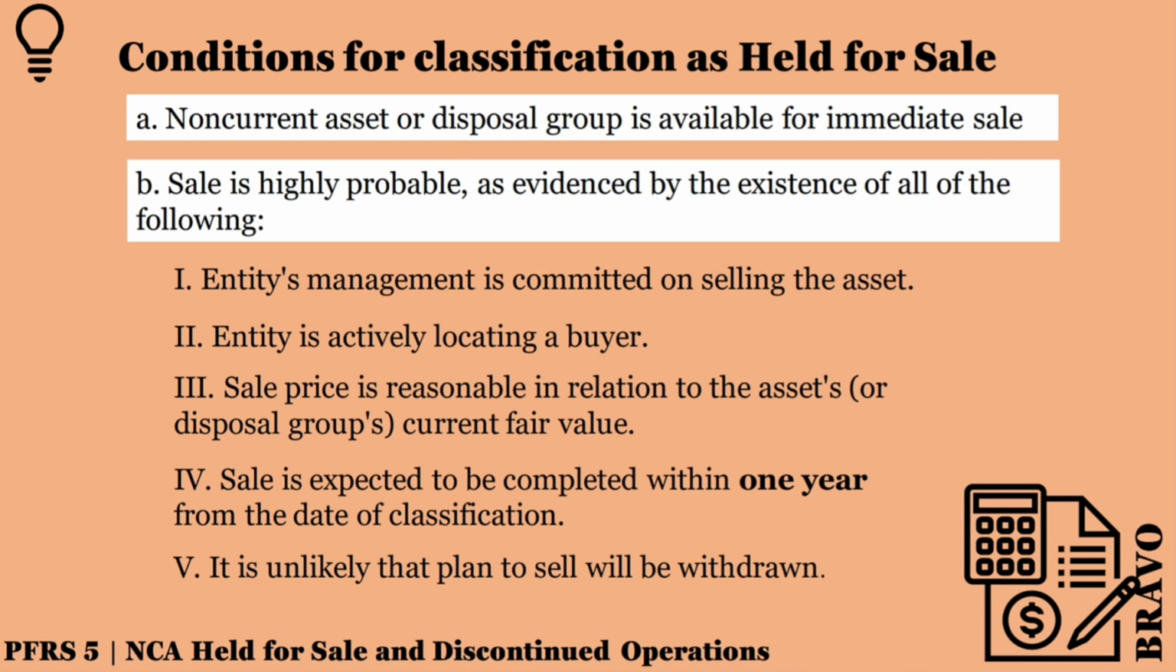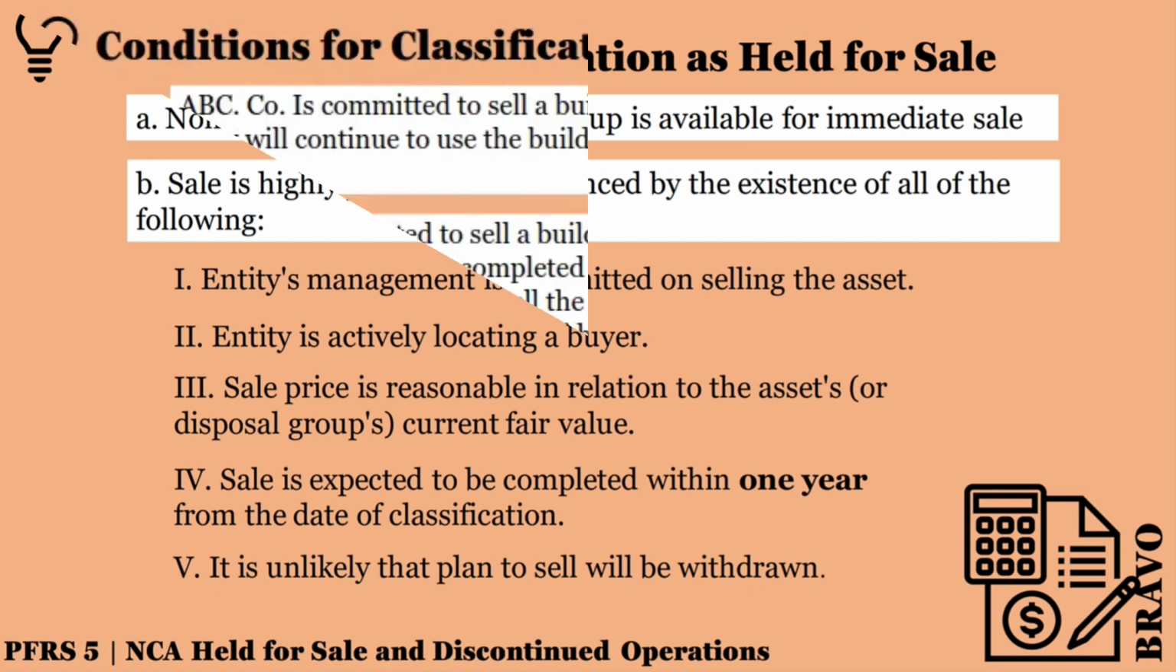Next, conditions for classification as held for sale. A non-current asset is classified as held for sale if it is available for immediate sale and the sale is highly probable. What does it mean by sale is highly probable? First, the entity is committed on selling the asset and is actively locating a buyer. The sale price of the asset is reasonable in relation to the asset's current fair value. Next, the sale is expected to be completed within 1 year from the date of classification, and lastly, the plan to sell is unlikely to be withdrawn.